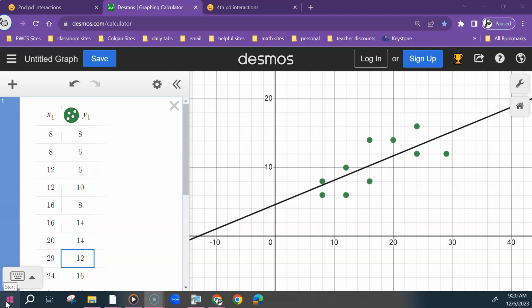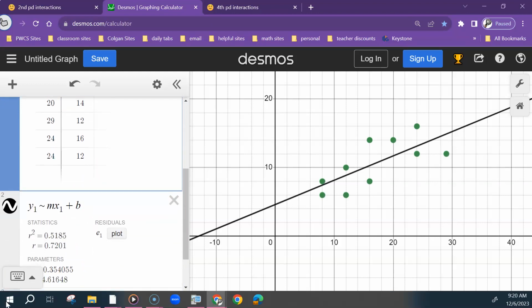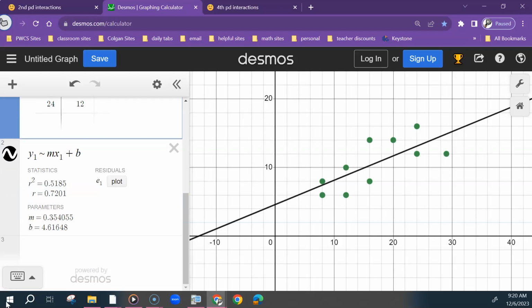X2, Y2. So if you made a new table, you have to change this to Y2 and X2. If you kept it the same and just changed the numbers from your original table, you don't have to change this. Keep that in mind. This changes when you put in data. So this would be your new line of best fit. So we can write that for number 1. Y equals 0.354x plus 4.616.